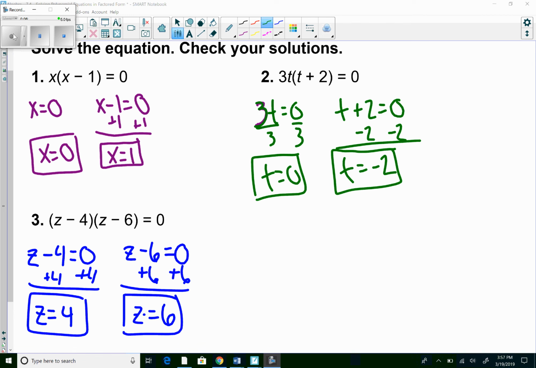Okay, so here, again, you're taking each of the separate pieces, you're setting them equal to 0. So in the first one, actually, the first one that you set up is already the solution. So x equals 0, and then your other solution is just x equals 1. Again, if you take either of those numbers and you plug them in, you will still come up with 0. For number 2, same kind of thing. 3t equals 0, t plus 2 equals 0. Solve, and you end up with 0 and negative 2. And then for number 3, you come up with z equals 4 and z equals 6.